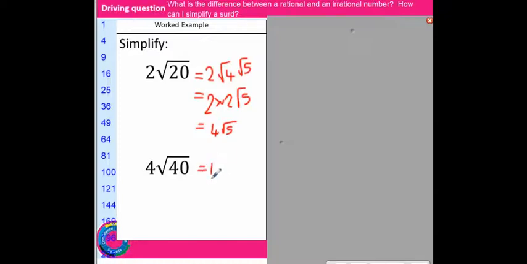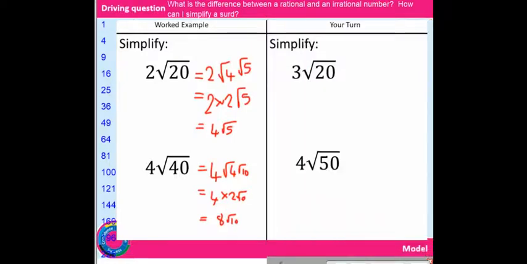The next question, 4 root 40. Again, 4 goes into 40. That's the highest square number that goes into 40. So we've got 4 root 4 root 10. Because root 4 multiplied by root 10 is root 40. So that's 4 multiplied by 2 root 10. Which is 8 root 10. Okay, you guys try these questions.